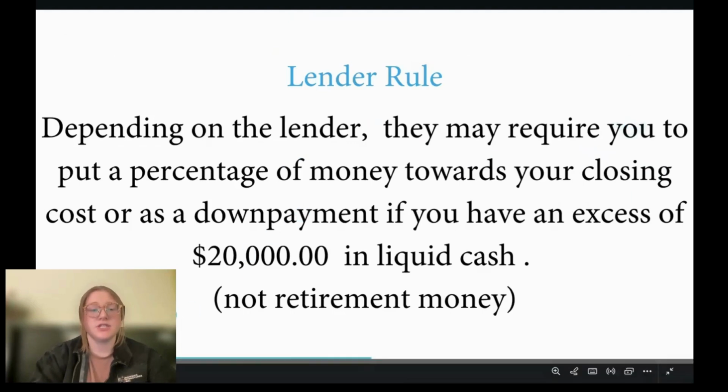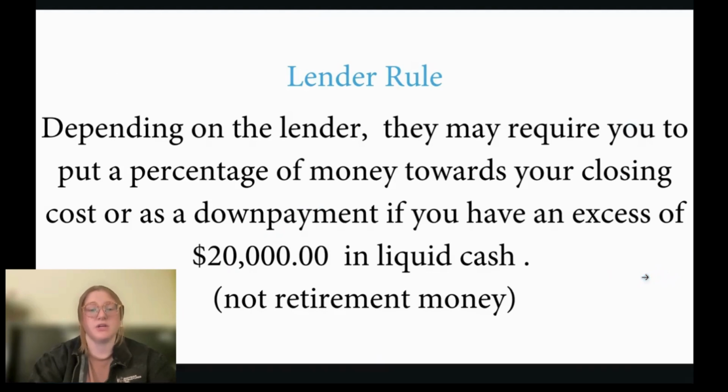And then there is also just a lender rule, which is a good thing to note. Depending on your lender, they may require you to put a percentage of money towards your closing costs or as a down payment if you have an excess of $20,000 in liquid cash, not your retirement money again. So while we don't require a down payment typically, this is saying if you had, say, $80,000 in your savings, that's an excess of $20,000. We see some of that as money that can be put towards your down payment for your house, that can be put towards your individual costs.